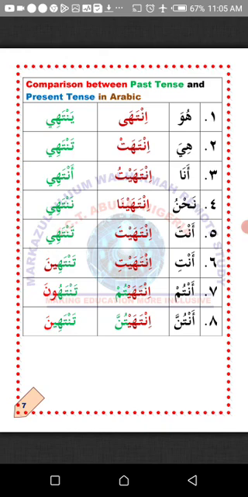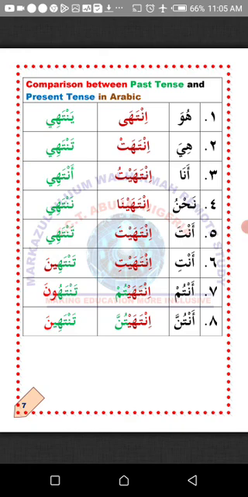Arba'a, number 4. Nahnu, we. Intahayna, we have finished, or we finished. Nantahi, we are finishing, or we finish. Khamsa, number 5. Anta, you, representing a single male person. Intahayta, you have finished, or you finished. Tantahi, you are finishing, or you finish. Sita, number 6. Anti, you, representing a single female person. Intahayti, you have finished, or you finished. Tantahina, you are finishing, or you finish.